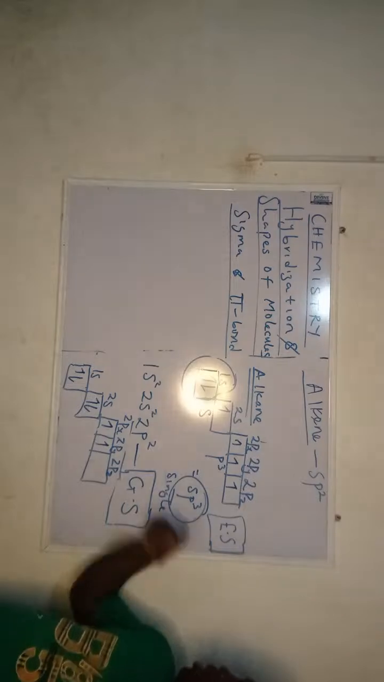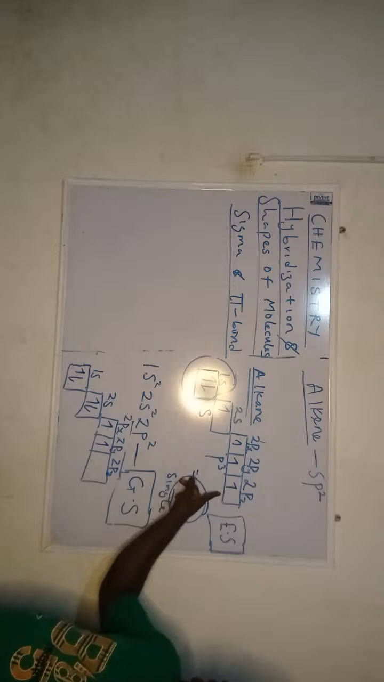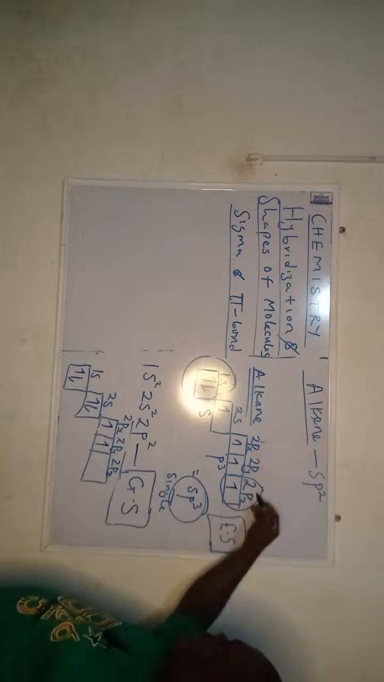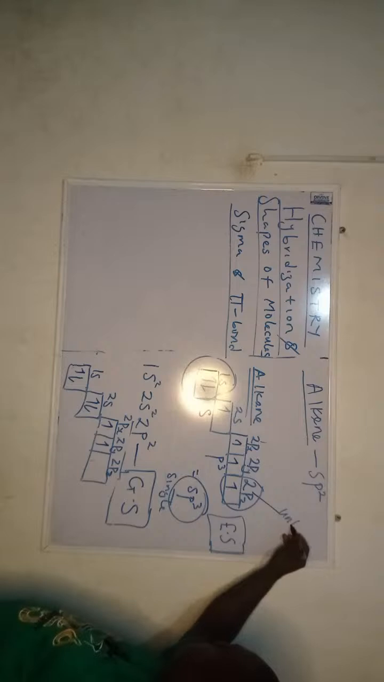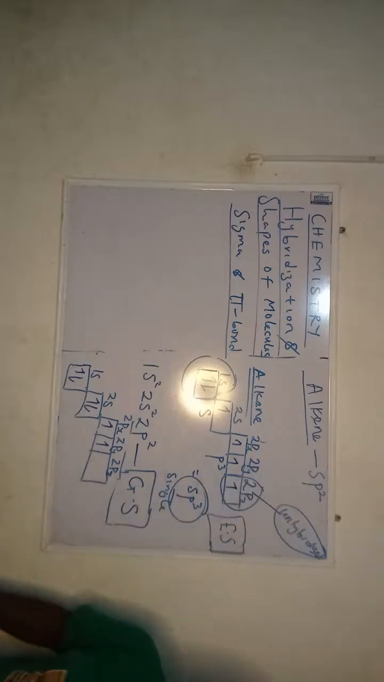what happened? The same thing is going to happen. The 2s, the one that is there, will jump to the last place. But what will happen is that the 2pz in alkene will become unhybridized. The 2pz will be unhybridized. That is the pi bond. That is the weak bond that is not hybridized.